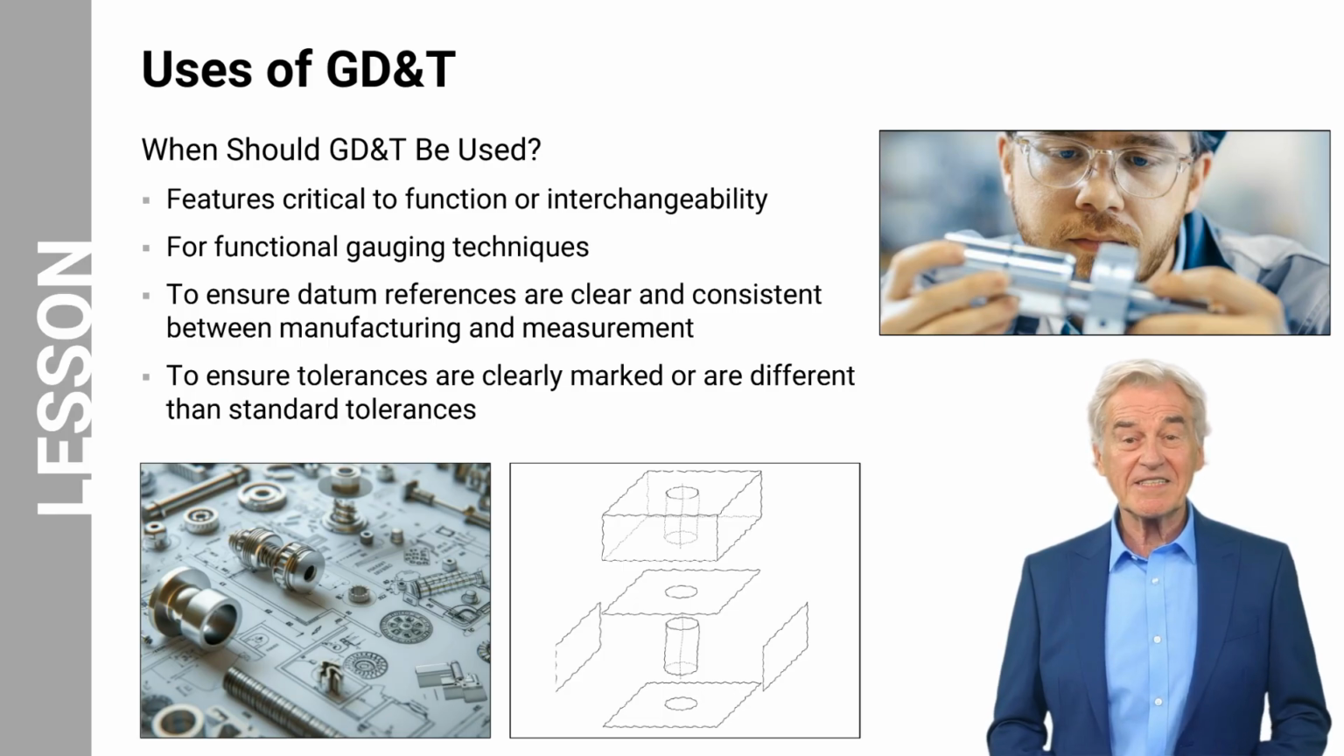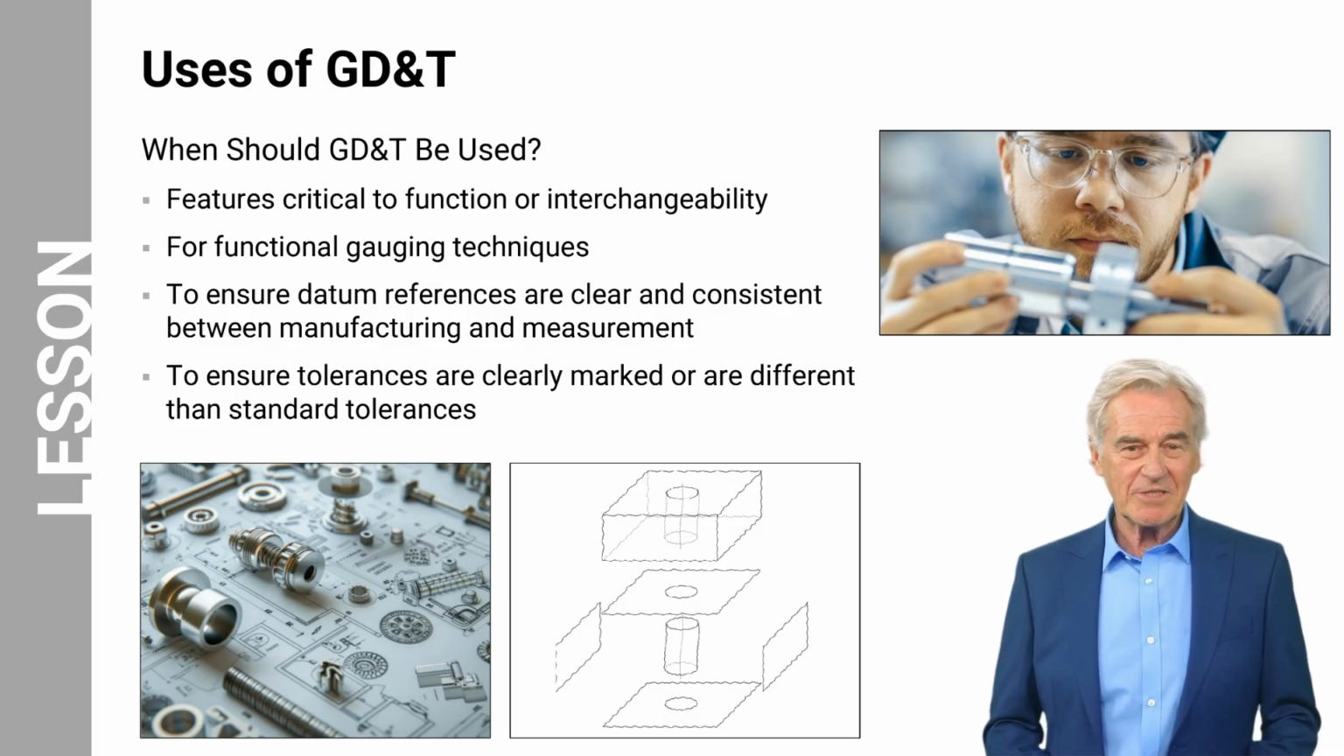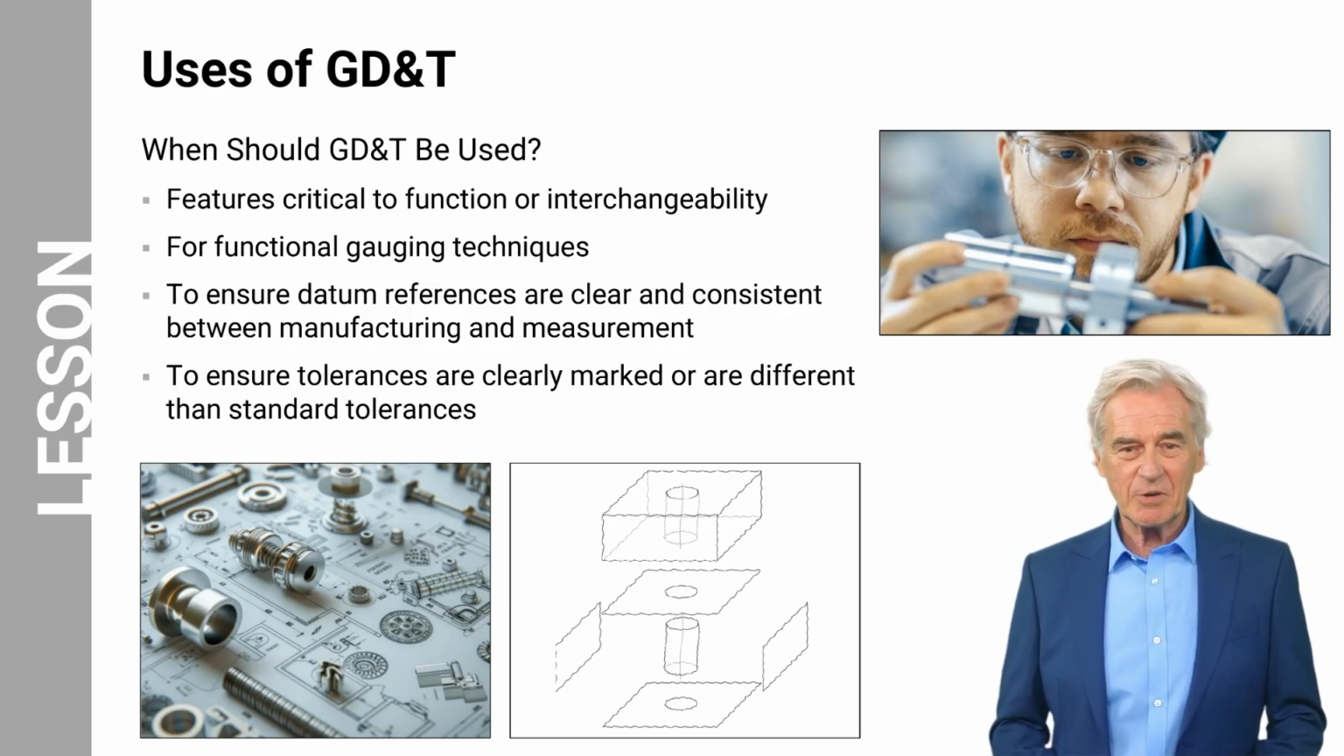GD&T is used in many stages of the product design and manufacturing process. Below are some instances where GD&T is appropriate to be used. When studying features that are critical to function or interchangeability for functional gauging techniques, to ensure datum references are clear and consistent between manufacturing and measurement, and to ensure tolerances are clearly marked or are different than standard tolerances.